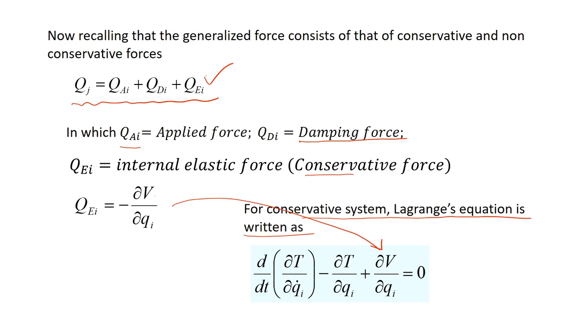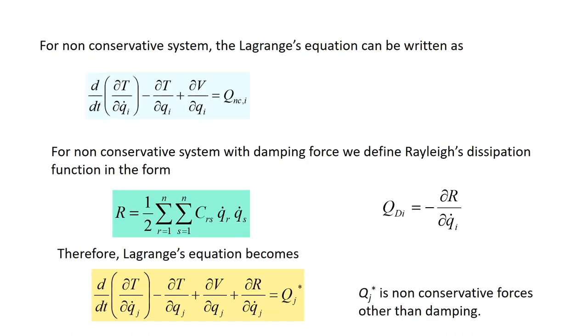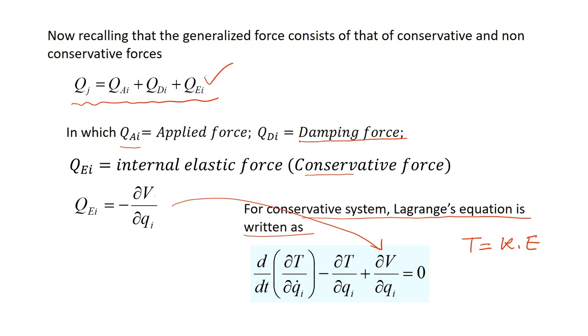In many problems you will find that non-conservative forces do not act or are negligible. In that case the equation of motion can be formulated by the conservative force field. What we see in this equation is that T is the kinetic energy, the most important quantity to be known to apply Lagrange's equation. Then you can see that the kinetic energy of the system is differentiated with respect to q i dot. That is possible because the kinetic energy contains terms which depend on the derivative of the generalized coordinate.